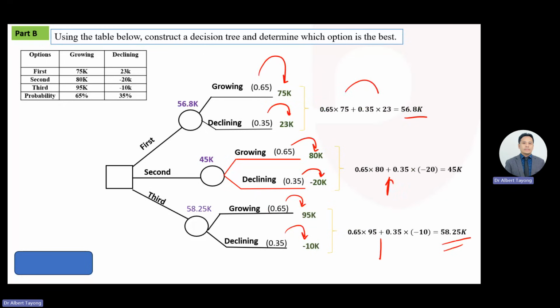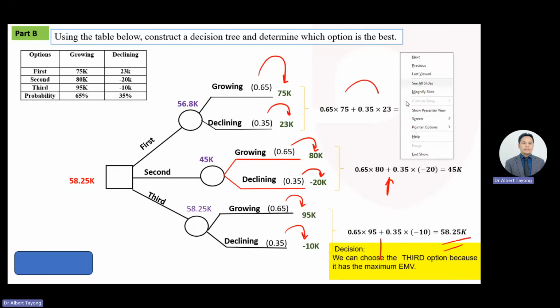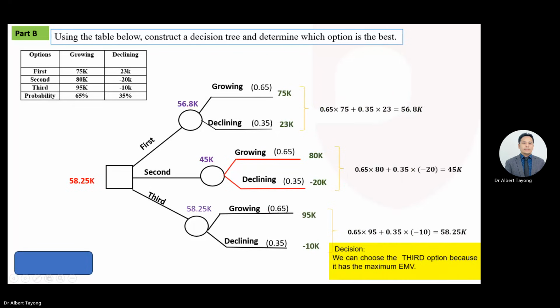So the best one is the third option because it has the maximum or the highest expected monetary value. You have to compare the values, 56.8, 45, and 58.25 thousand. Okay, so let's now have the next one.